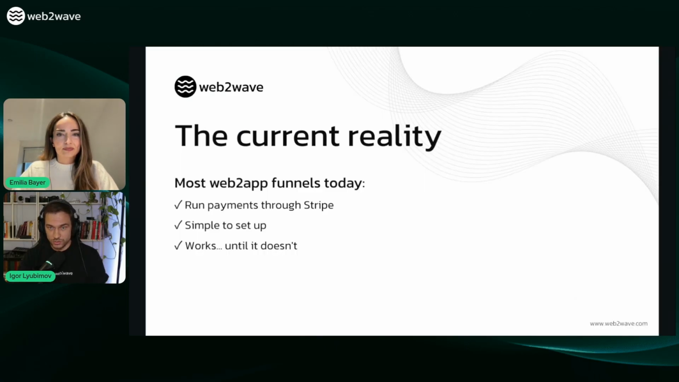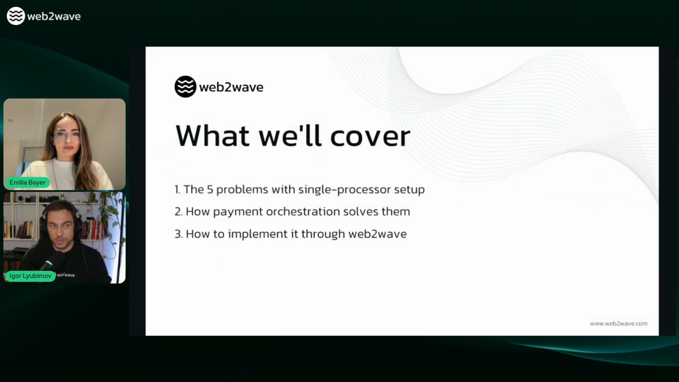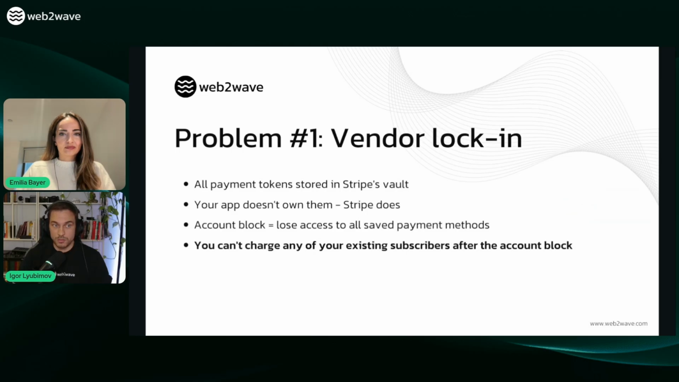Most of Web2App funnels today, including our clients, run payments using Stripe. It's pretty easy to set up. You can really set up your first account in 5 minutes and start accepting payments. But there are a lot of cases when you can have a lot of problems with a Stripe account. Today we'll cover the main 5 problems that are common with Stripe and how payment orchestration can solve all of these problems. So the first problem with a Stripe account is vendor lock-in.